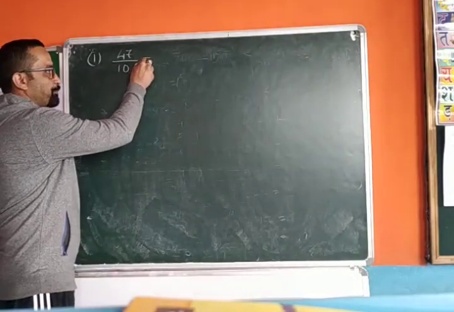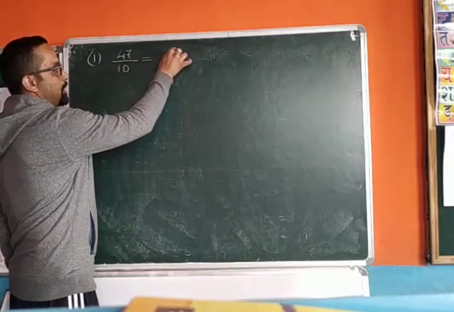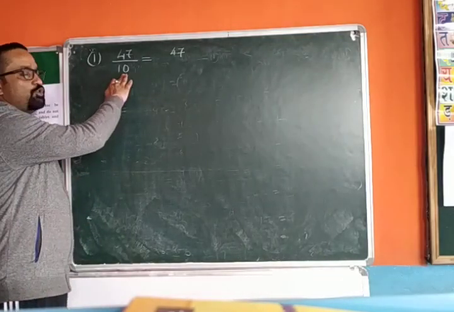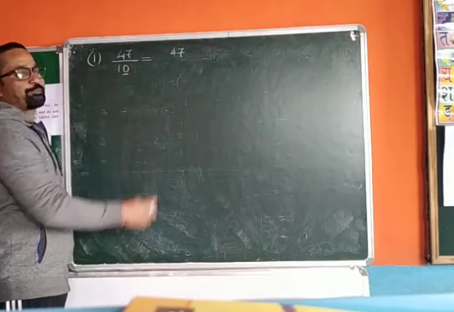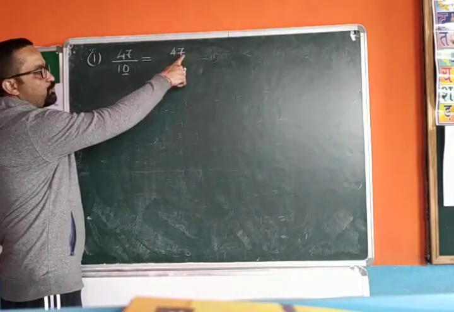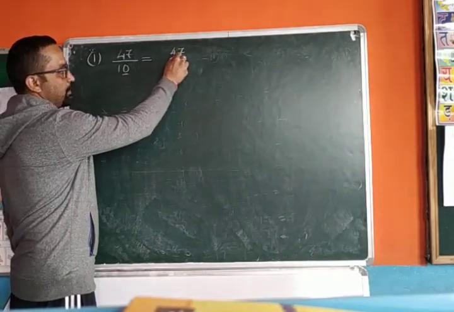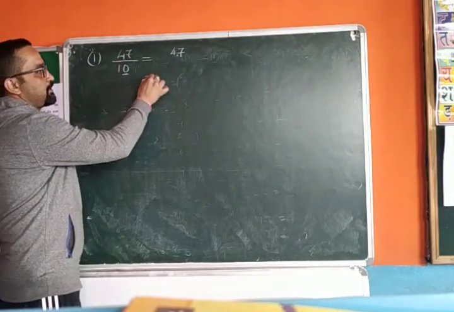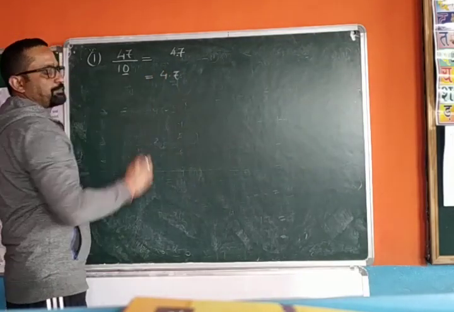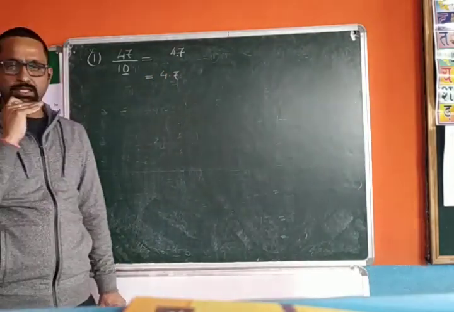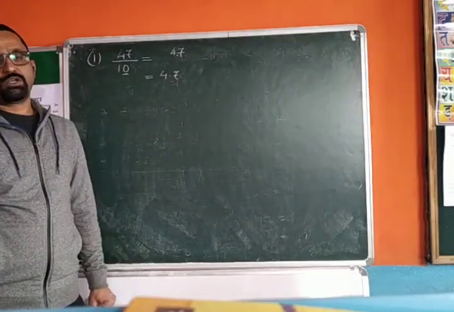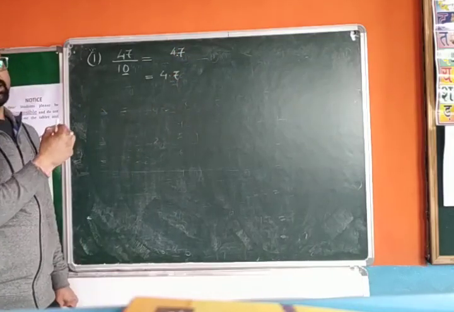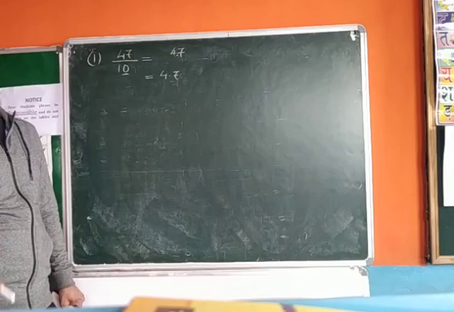What you need to do is write the numerator as you have it. Look at the denominator, you have 10, there is 1 zero. So from the right hand side you count one place and put the decimal. So the decimal fraction of 47 upon 10 is equal to 4.7. It's very simple. You just need to look at the denominator, count the number of zeros, and from the right hand side you move to the left as many places as you have zeros in the denominator.